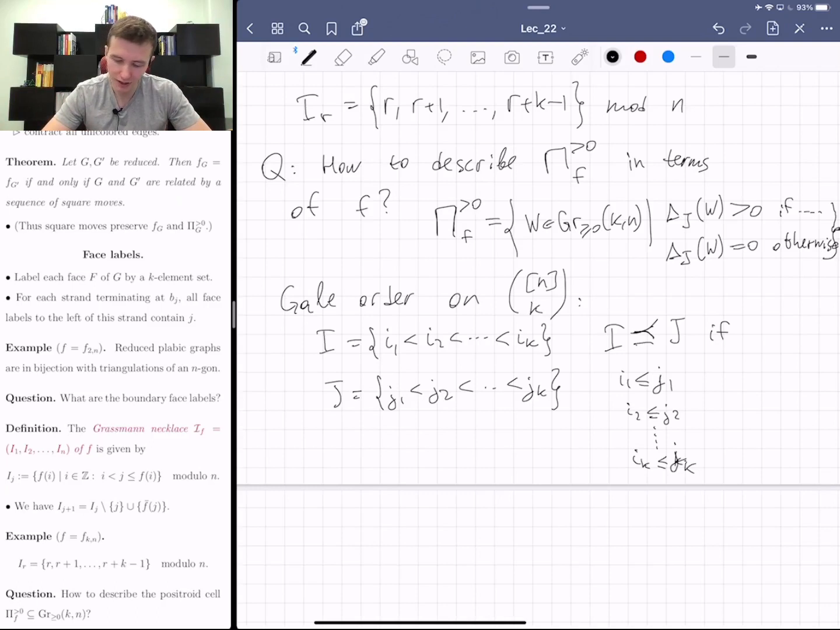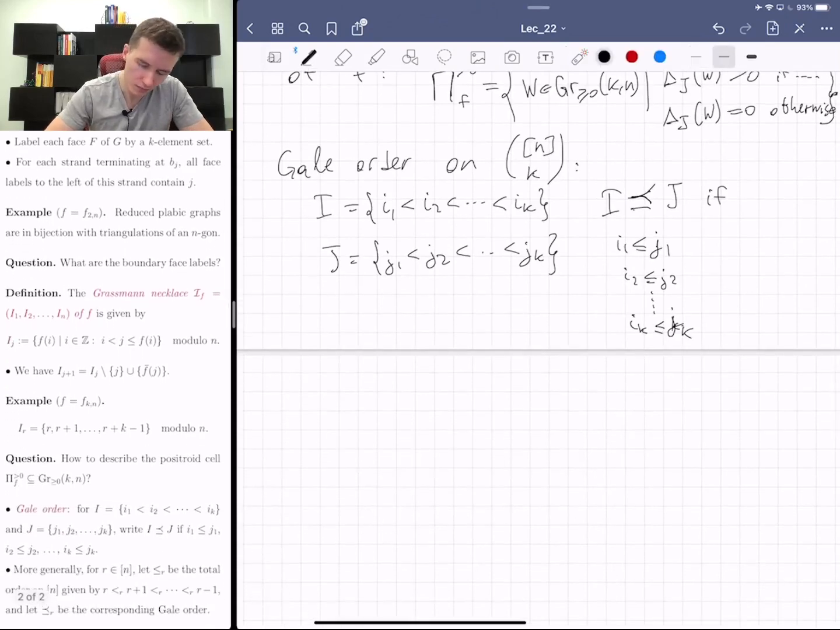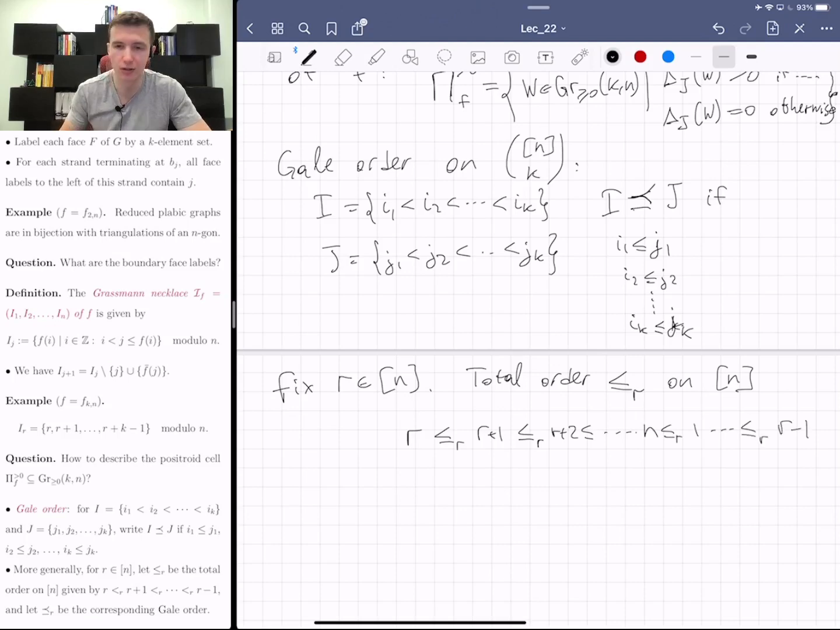And so that's going to be the main type of condition, except that I'm going to have to introduce a cyclically shifted Gale order. So let me be precise here. Let's say I fix some index r, and then I consider the total order, which I'm going to denote less than or equal sub r, on the indices from 1 up to n. And that's just the cyclically shifted usual order. r less than or equal to r plus 1, less than or equal to r plus 2. At some point it wraps around, and then eventually you run into r minus 1. So with respect to my new order, r is the minimal element and r minus 1 is the maximal. And these are all actually strict. I'm trying to make them into strict inequalities.